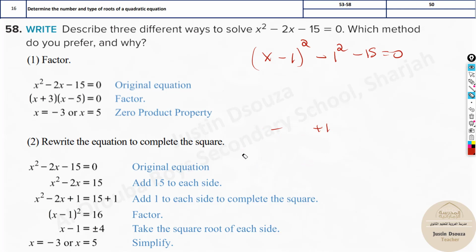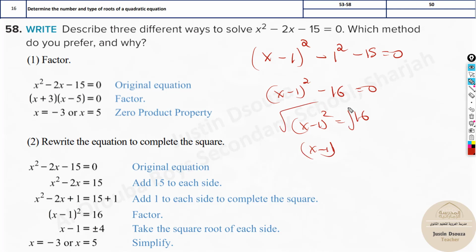Now here, what you do is, we have got this much. So here let's do x minus 1 the whole square. Minus 1 square is 1 itself. 1 minus 15 is minus 16 equals 0. Take this to the other side. X minus 1 the whole square equals 16. Square root on both the sides. It is equal to square root of 16, which is 4. Take minus 1 to the other side, it will be 4 plus 1. X is equal to 5.